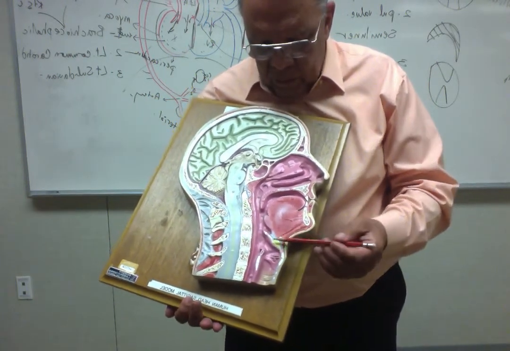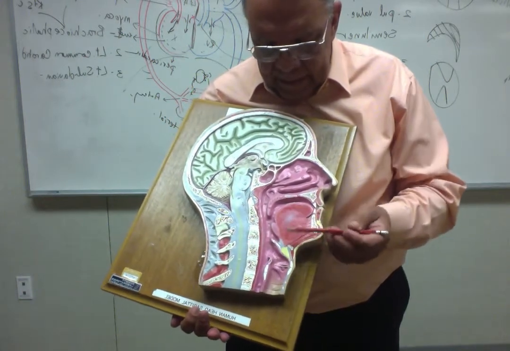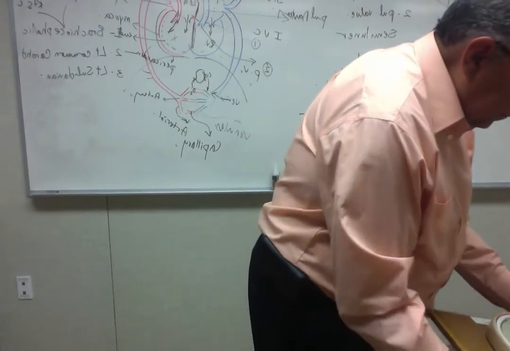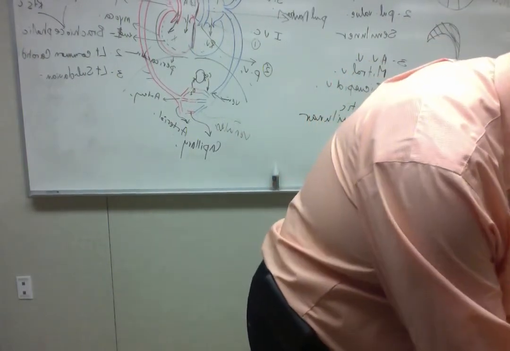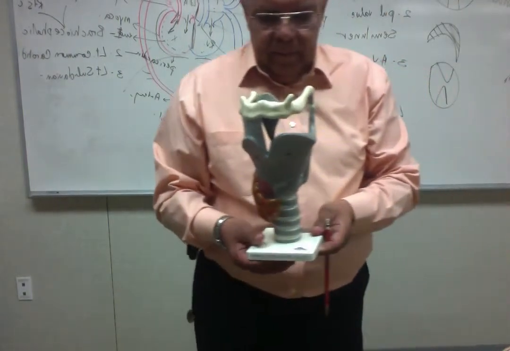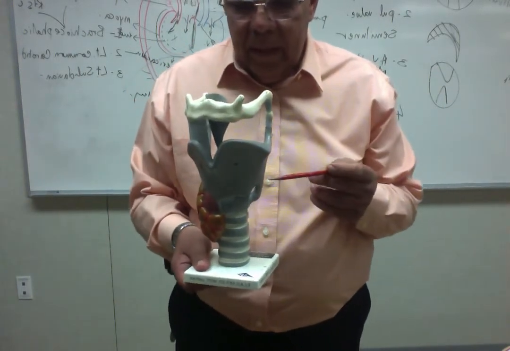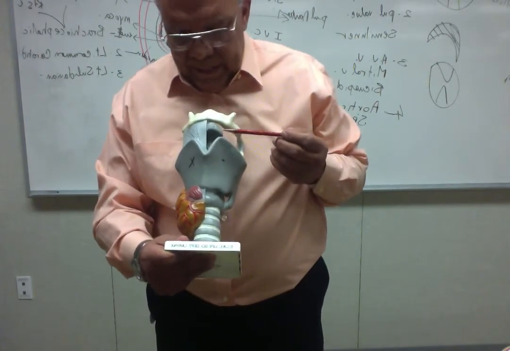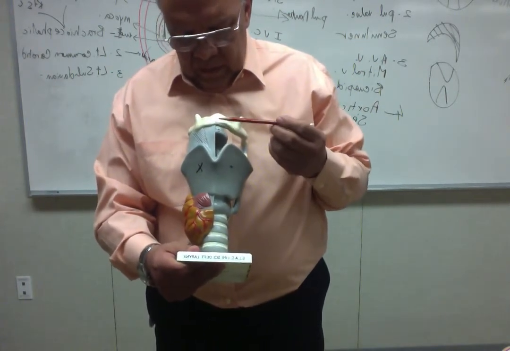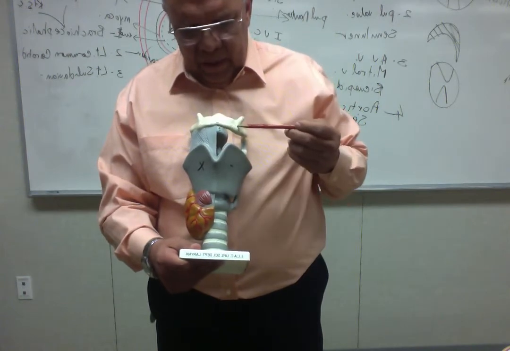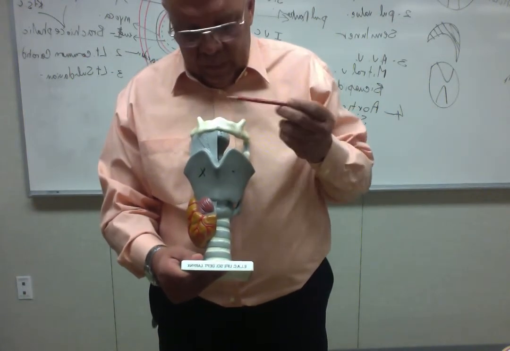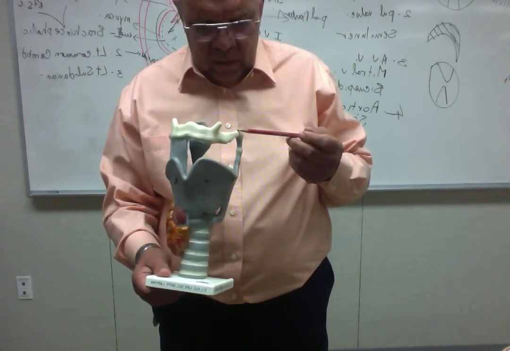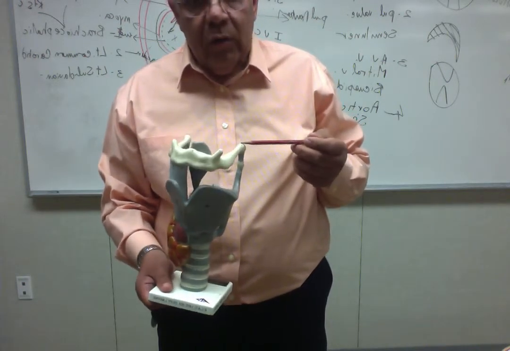Okay? And then we go to the larynx. For the larynx, we use the other mannequin. The larynx is made by 8 cartilages, and we would like to know just 3 names only. First of all, this is the hyoid bone. It's not a cartilage, it's a bone. It has horns: this is the lesser horn, and this is the greater horn or the large one.